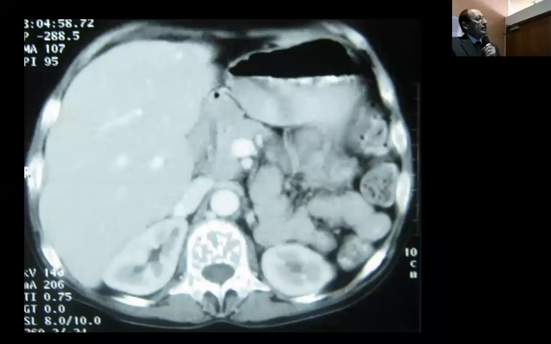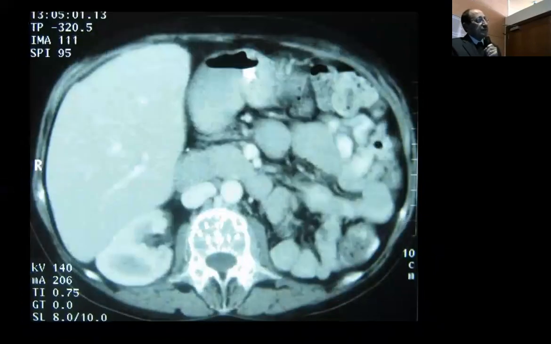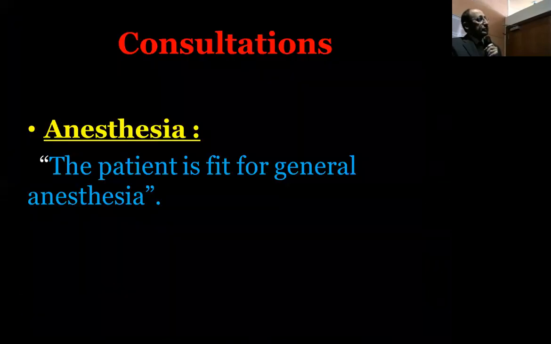The liver is large, and the spleen is absent due to surgery. I think the density of the liver is increased here. Next. Liver enlarged, no spleen due to splenectomy.